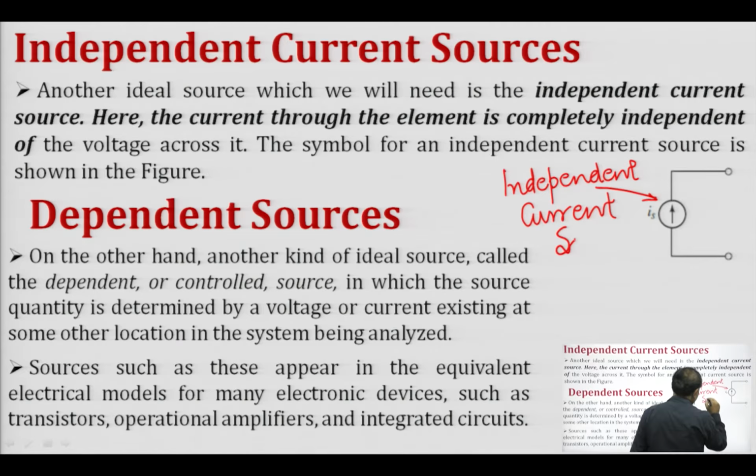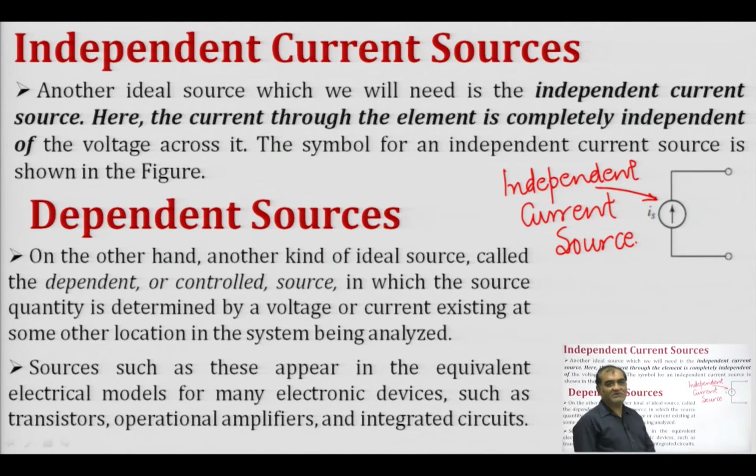This is how we represent an independent current source. Next, moving on, we have dependent sources. On the other hand, another kind of ideal source is called a dependent or controlled source, in which the source quantity is determined by a voltage or current existing at some other location in the network being analyzed.